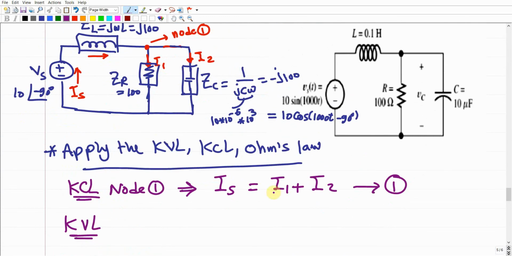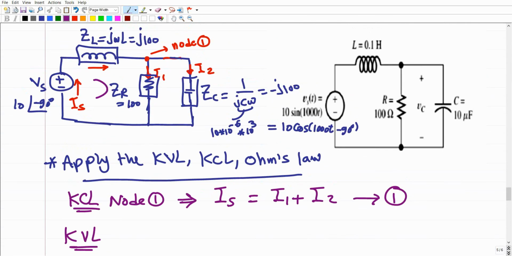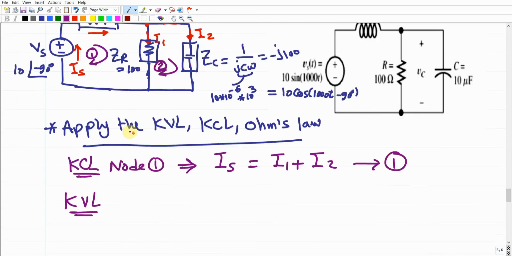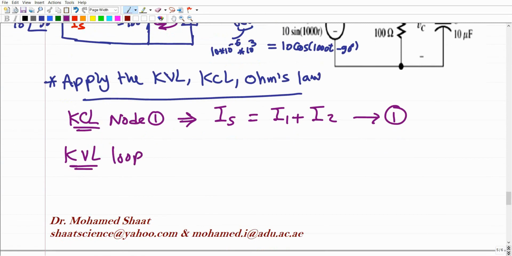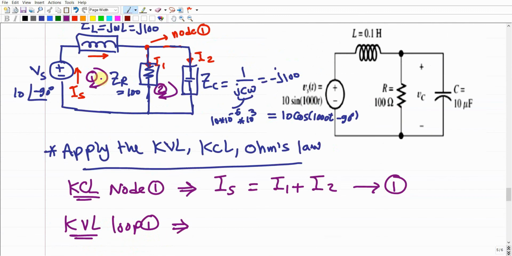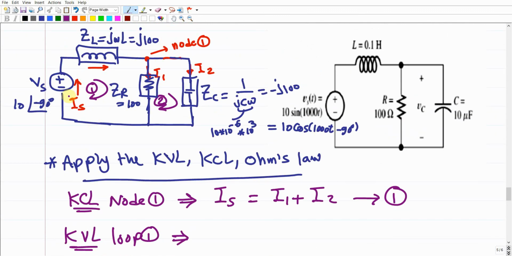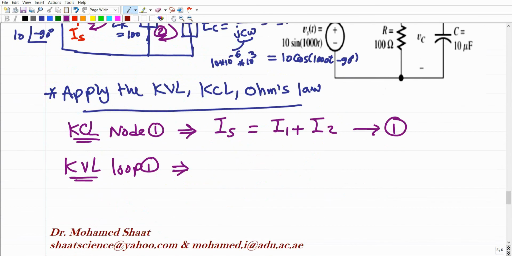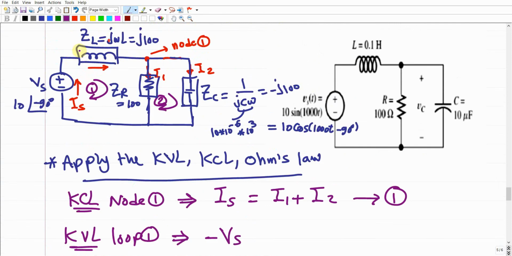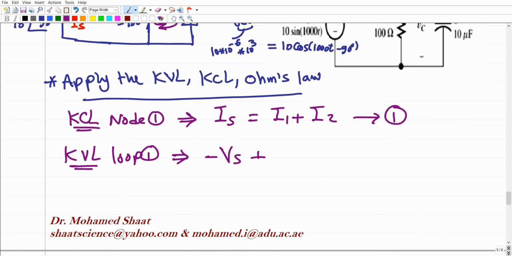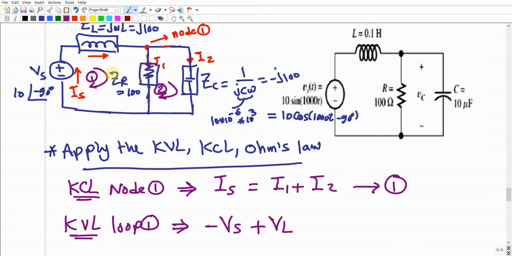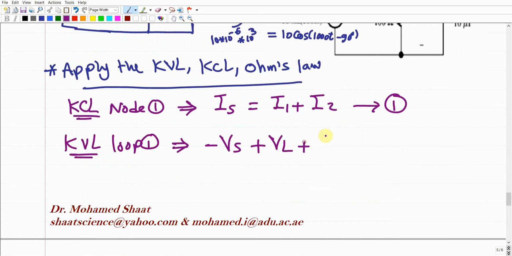One equation is the node equation, and we're going to apply the Kirchhoff voltage law for loop 1 and loop 2. So for loop 1, how many voltages do I have within this loop? We do have 3 voltages. The VS is the input, so it's going to be negative VS. And we have the voltage over the inductor, which is plus VL, it is output, and the voltage over the resistor is going to be plus VR, it is also output. Make sense? This should be 0.